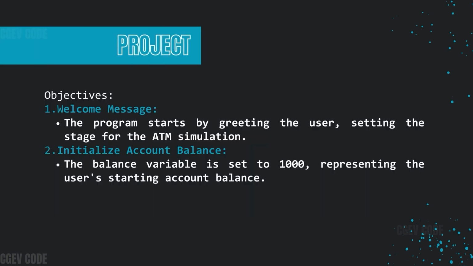Now I'm going to give you your objectives. I have created step-by-step instructions for how you can create your own ATM machine. Okay, let's start with objective 1. Welcome message. The program starts by greeting the user, setting the stage for the ATM simulation. Objective 2. Initialize account balance. The balance variable is set to 1000, representing the user's starting account balance.